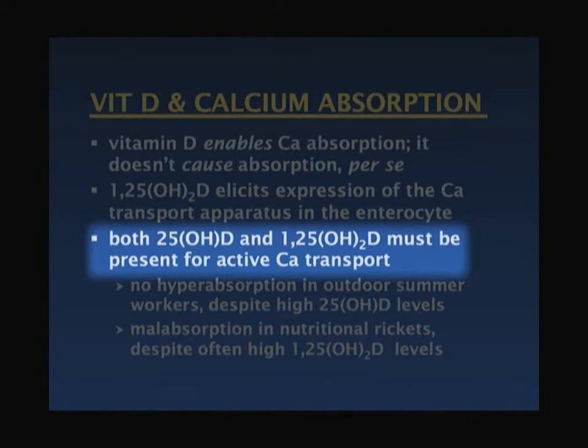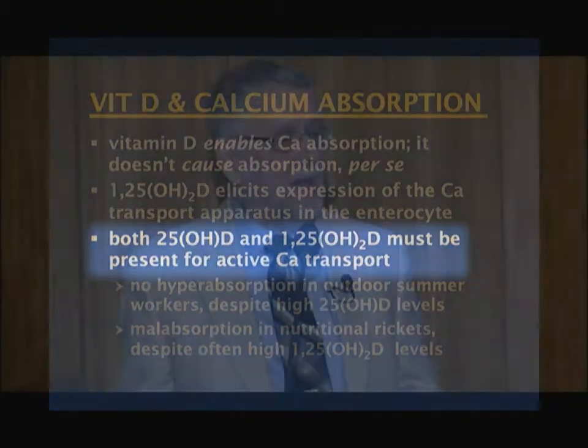The problem is you have to have both of these hormones. You've got to have 125D and 25D present for the enterocyte to do its job. If you don't have one, it's not going to work. If you don't have the other, it's not going to work. So we need both. And that's why keeping an adequate blood level of 25-hydroxy-D is important, not just for all of the other effects which we're going to be talking about the rest of the day, but it's important also for the calcium side of the story as well.